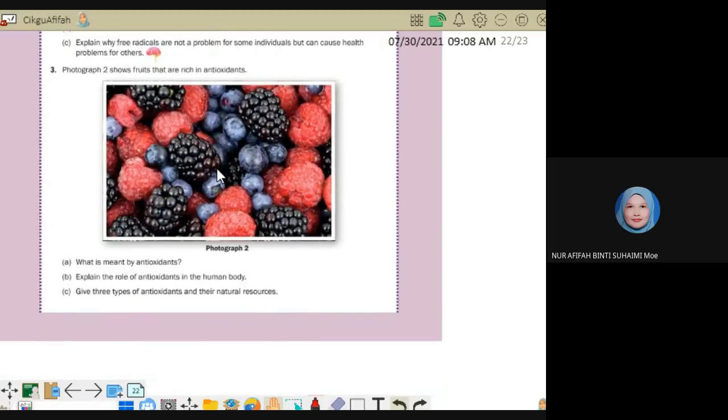Number 3. What is meant by antioxidant? Role of antioxidant. What is the purpose of antioxidant? The meaning first, then its function. To prevent or to stop, yes, stop or slow down the oxidation process. Three types of antioxidant and their natural sources. We have five, but they want only three.